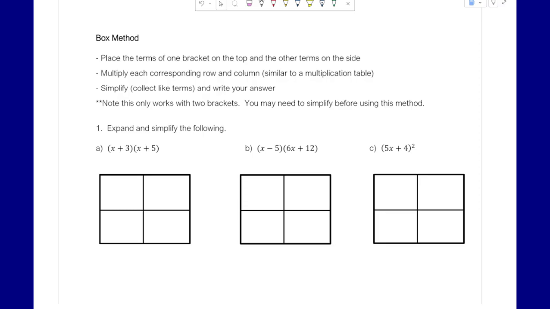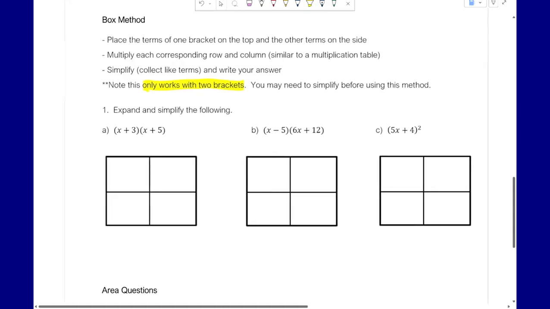Right, now one thing to note, this only works with 2 brackets. Right, so if we have a situation where we have a number out front or 3 brackets, you might need to simplify first before you can use this method.